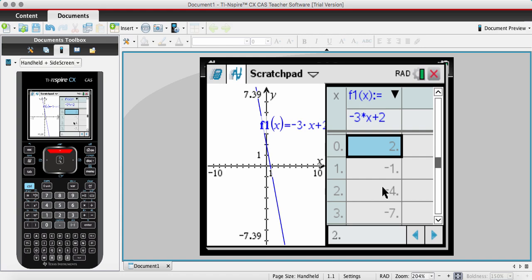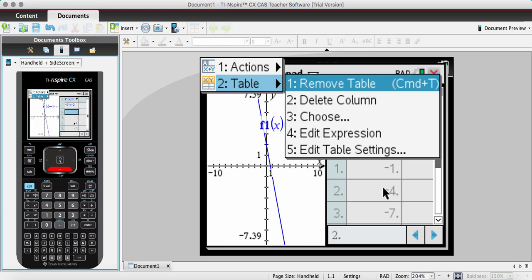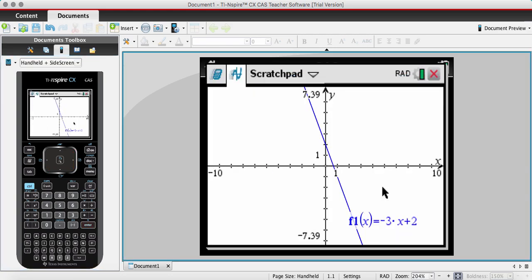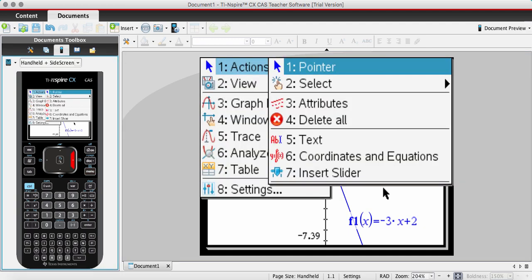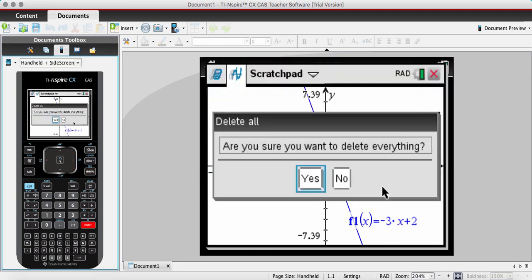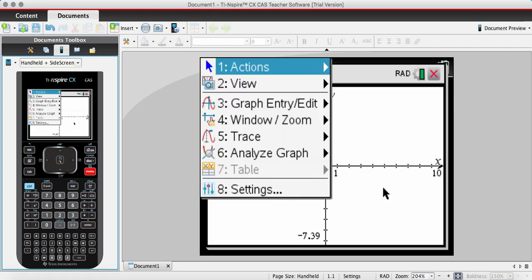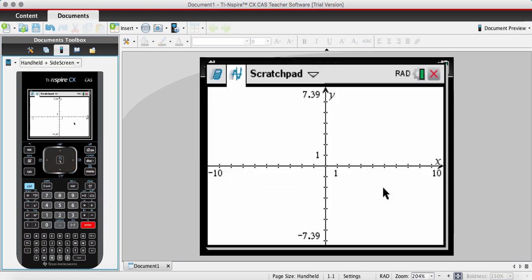So let's look at another function. I want to go ahead and get rid of this table, because I don't think I can add a function without. So I went to menu, I went to table, and I'm going to remove the table, just so I can see the whole window again. Now I'm going to go to menu, and I'm going to go to actions, and I'm going to delete all, because I want to delete it. Now I'm going to add in another one, so I push menu again, and I'm going to graph a function.